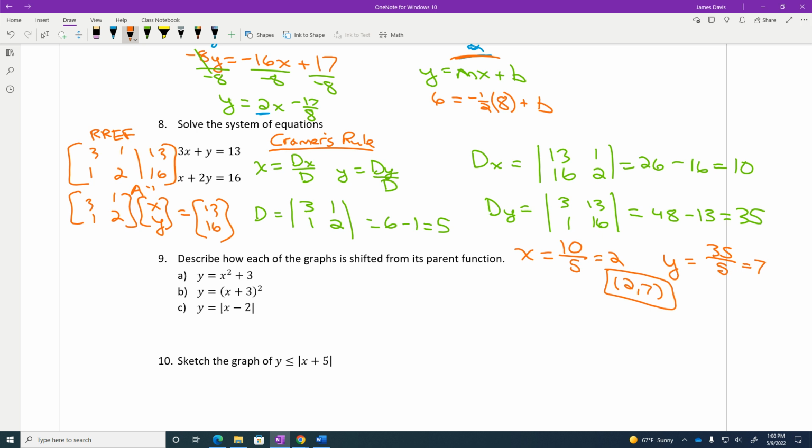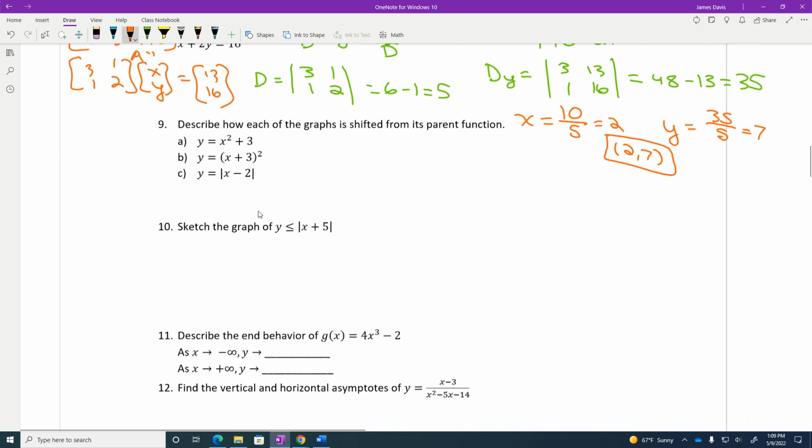It's not necessarily the easiest way to do it, but it is a way to do it. Pick a method. If you remember how to do these on your calculator, you're welcome to do that. And then a good thing to do is to check and make sure they work. If you plug these into both, they should be fine. 3 times 2 is 6, plus 7 is 13, so that works. 2 plus 2 times 7 is 14, 2 plus 14 is 16. So that works. But there are many, many ways to do that.